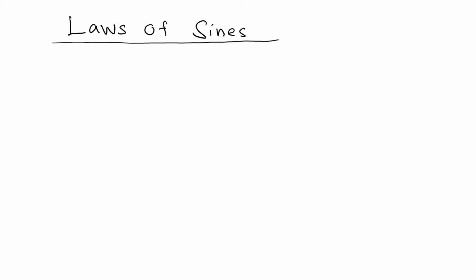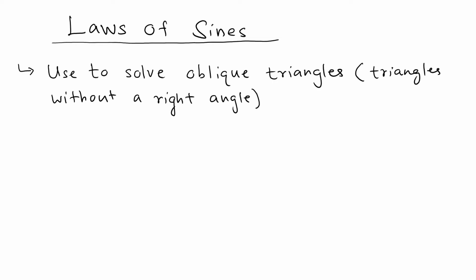In another lecture, we talked about how to solve right triangles. In this one, we're going to talk about how to solve other types of triangles, what we call oblique triangles. An oblique triangle is a triangle without a right angle. When you have these kinds of oblique triangles, you need the rule we call the law of sines.